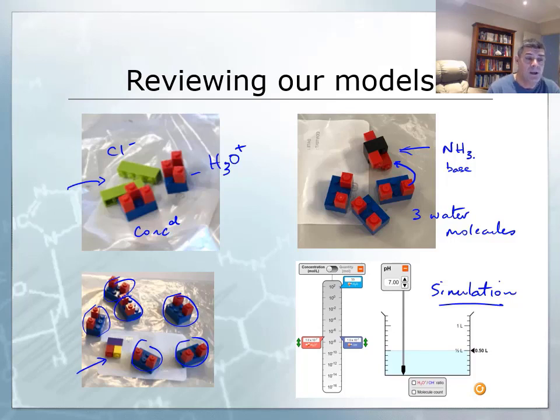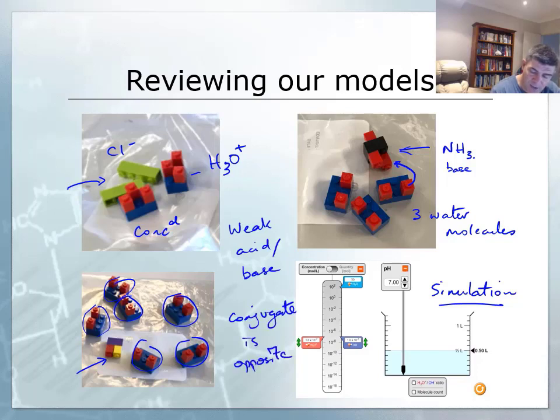So what we do with our models is they help us to explain some of the very important characteristics. And the most important characteristics that we need to be aware of is the fact that when we have a weak acid or a weak base, the conjugate that's formed is opposite. And it's possible that that conjugate then may interact with water. And that's why it's important, because once we know whether we're dealing with a strong or a weak acid or base, then we can think about the conjugate and how that conjugate is going to interact with water.